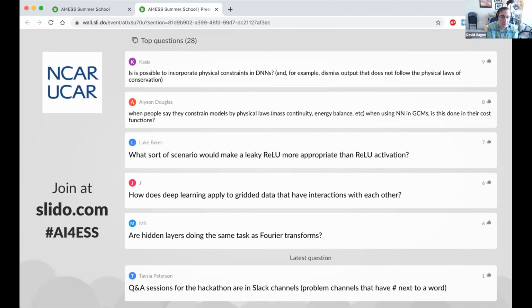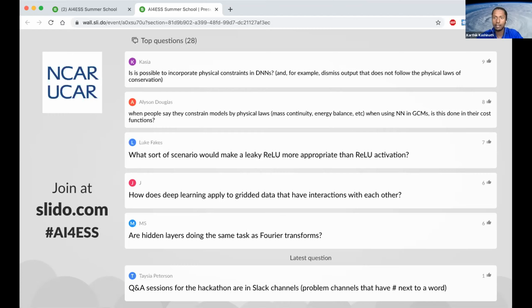When people say they constrain models by physical laws, mass, continuity, energy balance, etc., using neural networks and GCMs, is this done in their cost function? I'll go ahead and answer since no one else is jumping in, unless Karthik wants to. Sure, I can say a few things, and David, you can join in if you have other things to add. David actually mentioned this towards the end of his talk about an hour ago. You can incorporate these laws in the loss function as penalty terms.